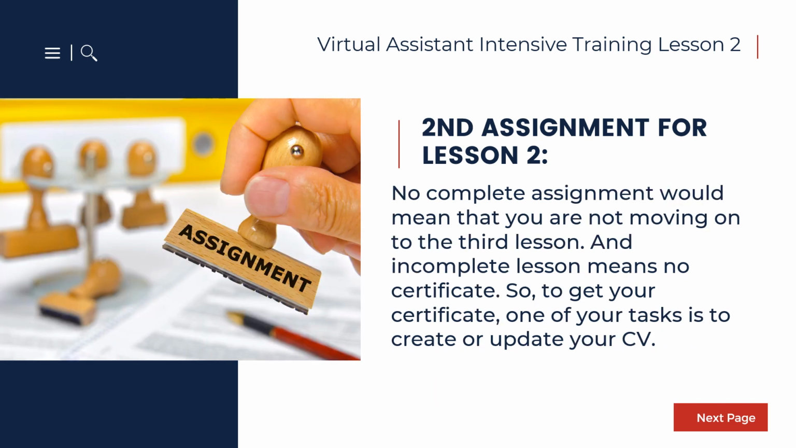Okay, so no complete assignment would mean you are not moving on to the third lesson. So incomplete lesson also means no certificate. So to get your certificate, one of your tasks is to create or update your CV, and the first assignment for second lesson is to create an account on LinkedIn and email me your account on LinkedIn. Okay, your name on LinkedIn, or the link to your LinkedIn profile.